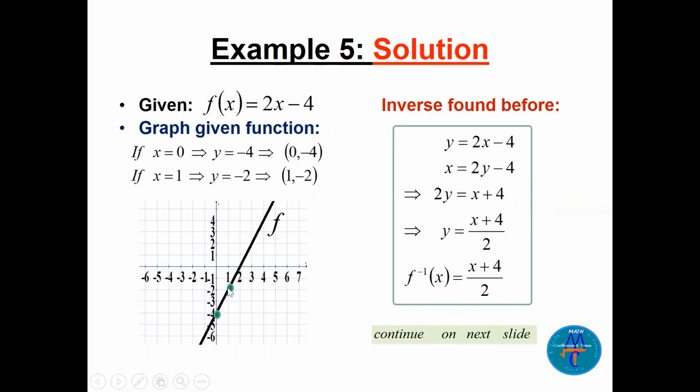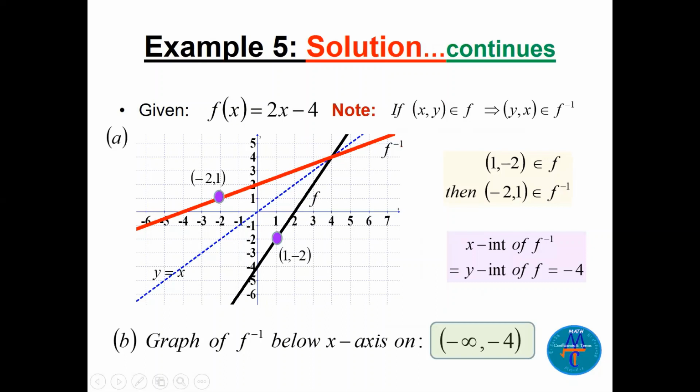So I can take this point here. You see 1, minus 2, I can interchange -2 and 1. And this is 0, minus 4. I can take -4 and 0. So easily I can find the red graph here. The red graph is the inverse. And the black one is the f. And this blue dashed line is y equals x.